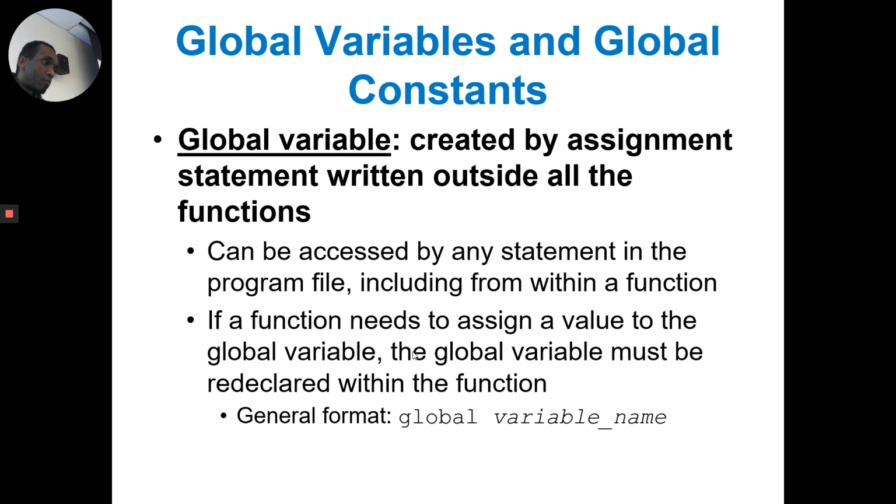We discussed global variables. A global variable is created by assignment statements written outside of all the functions, the one we discussed. So it can be accessed by any statement in the program file, including from within a function. If a function needs to assign a value to the global variable, then the global variable must be declared within the function. Okay, so you can call it the general format, and then the global variable name. You might see this in the case of your menu. If you create a function called menu, you may have to use the word global to reassign some other values inside.